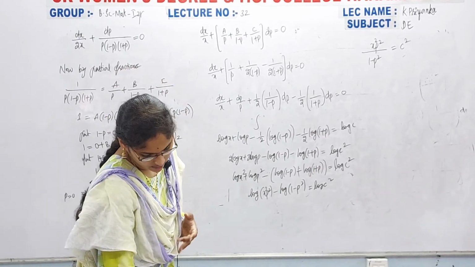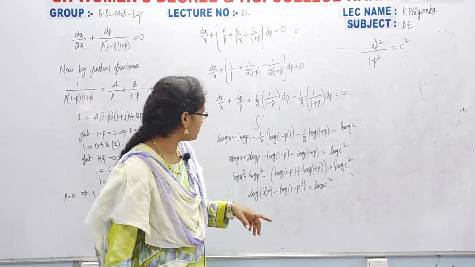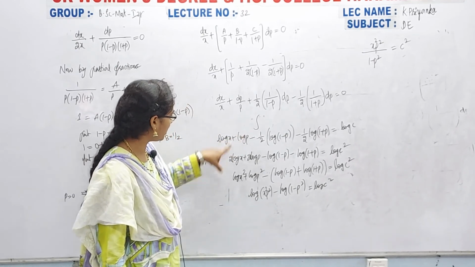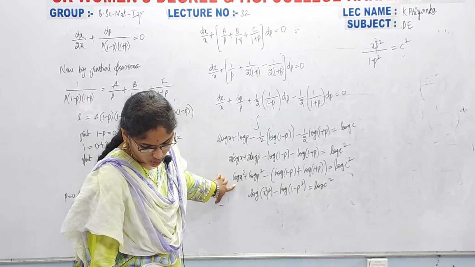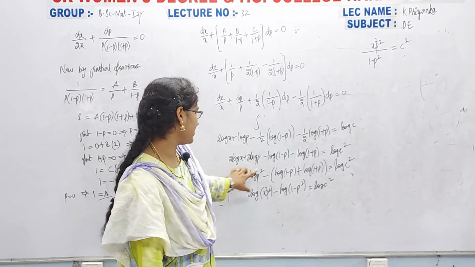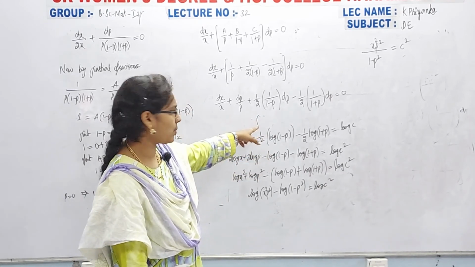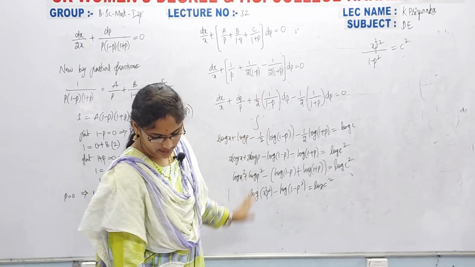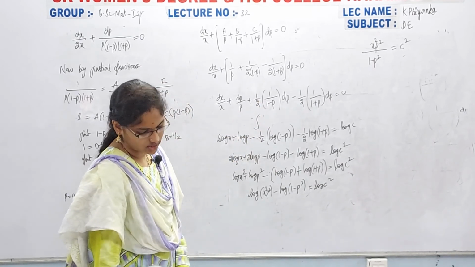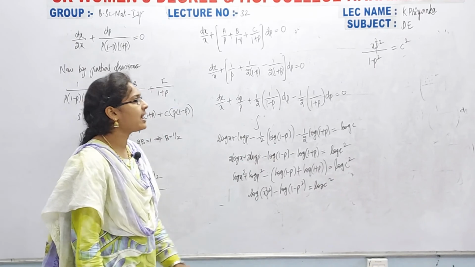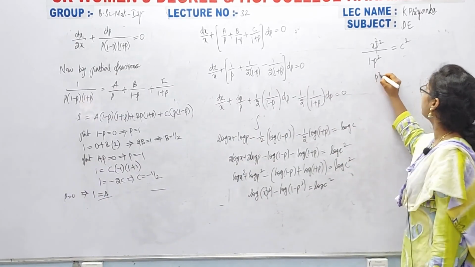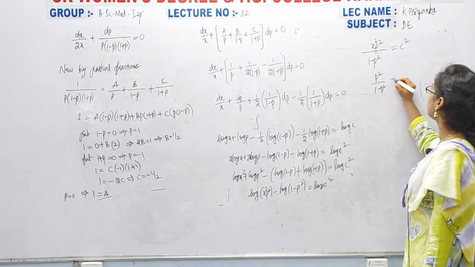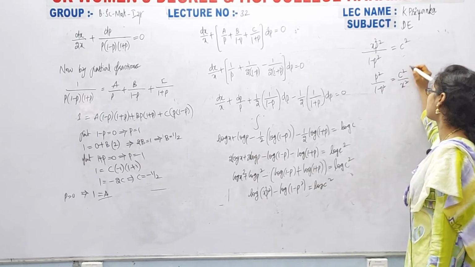So I'm checking the answer, and they took it up to here itself. They took the minus common here, but I multiplied with minus, so finally we have the answer. From that we simply have to take directly p square by 1 minus p square equal to c square by x square.